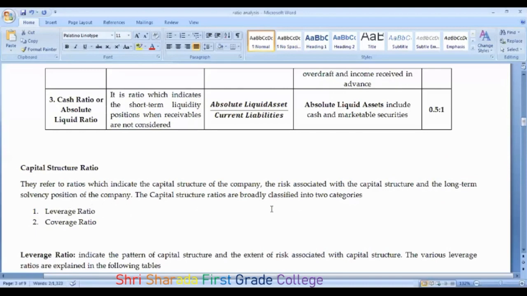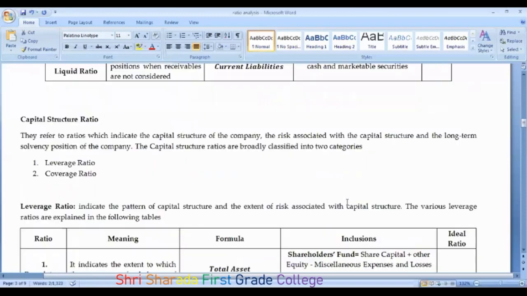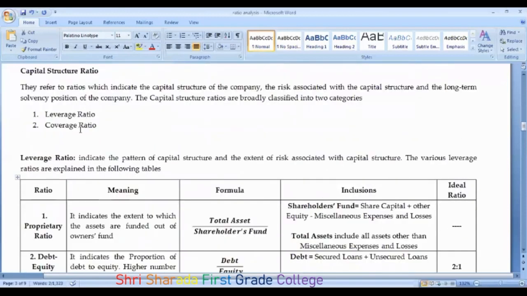The capital ratio is broadly classified into two categories. One is leverage ratio, the other one is the coverage ratio. Okay. So what is leverage ratio? Leverage ratio is going to indicate the pattern of capital structure. So what is pattern of capital structure? It is nothing but whether it is purchased from the equity share capital, or from the proprietor's capital, or from the debt or the debentures.